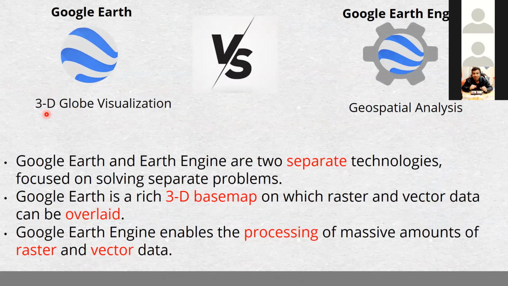Google Earth is nothing but a 3D globe visualization tool, whereas the Google Earth Engine is the geospatial analysis tool. So how are these two tools very much different? Google Earth and Earth Engine are two separate technologies focused on solving two separate problems. Google Earth is a rich 3D-based map on which raster or vector data can be overlaid, while Google Earth Engine enables the processing of massive datasets of raster or vector or any other format in the geospatial field.